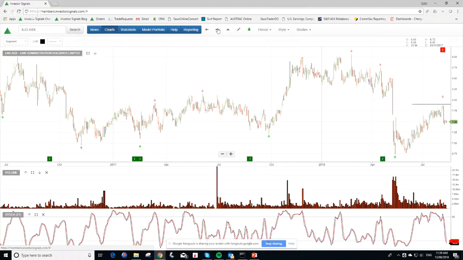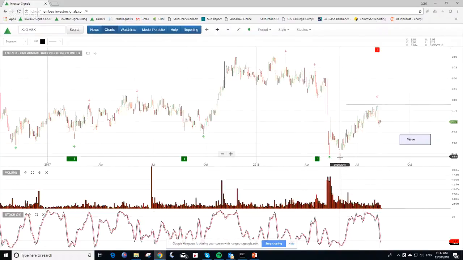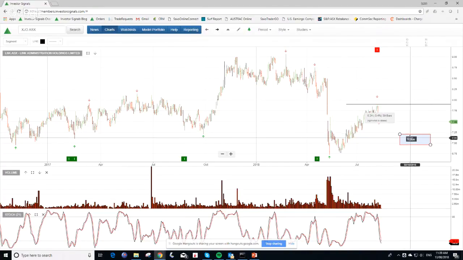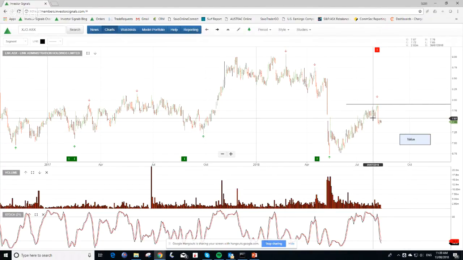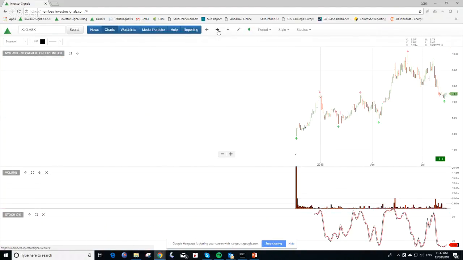Link Administration. So this is a stock that we like the long-term fundamentals here, and we're talking about the buy-side opportunity at around $7. The stock rallied up to $7.80, and we've now had an algorithm sell signal. So we look for it to pull back to around this $7.20 level, and we'll keep an eye on that in future recordings and update you when we're looking at buying that again. Not doing much there in Monash.